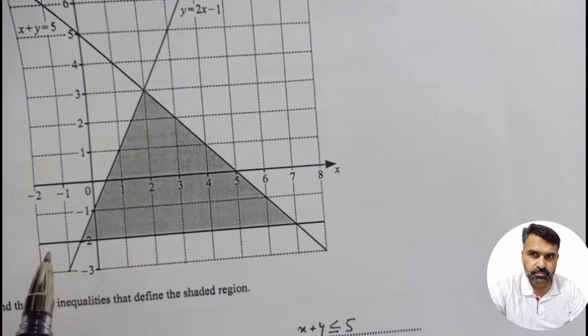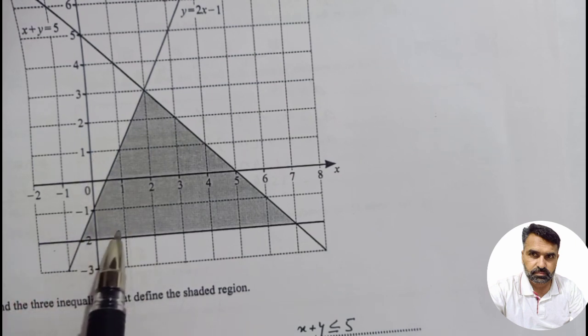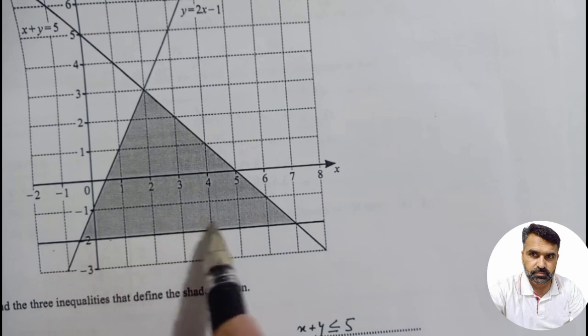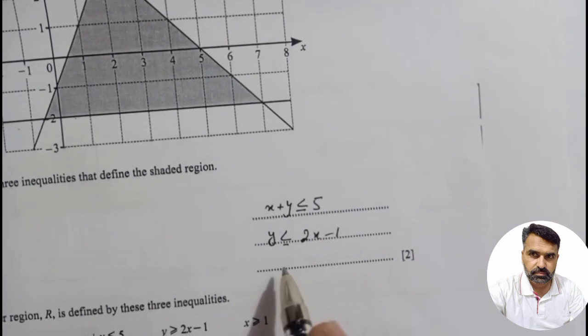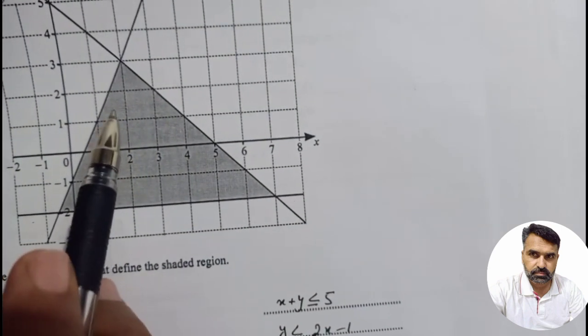Now look at the third line that is passing through 2 on the x-axis, and the shaded region is on the upper side of the line. So the third inequality will be x is greater than or equal to 2. So these three inequalities are indicating this shaded region.